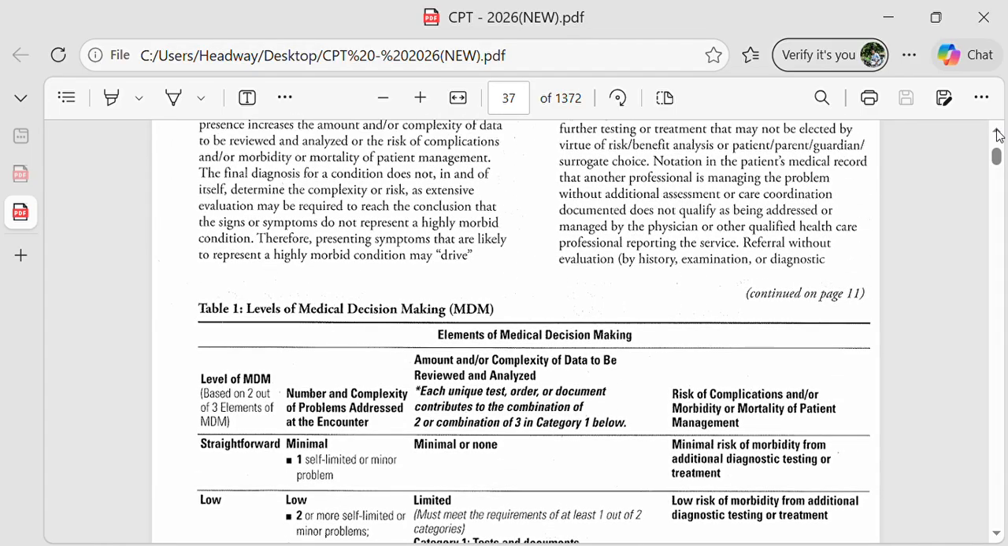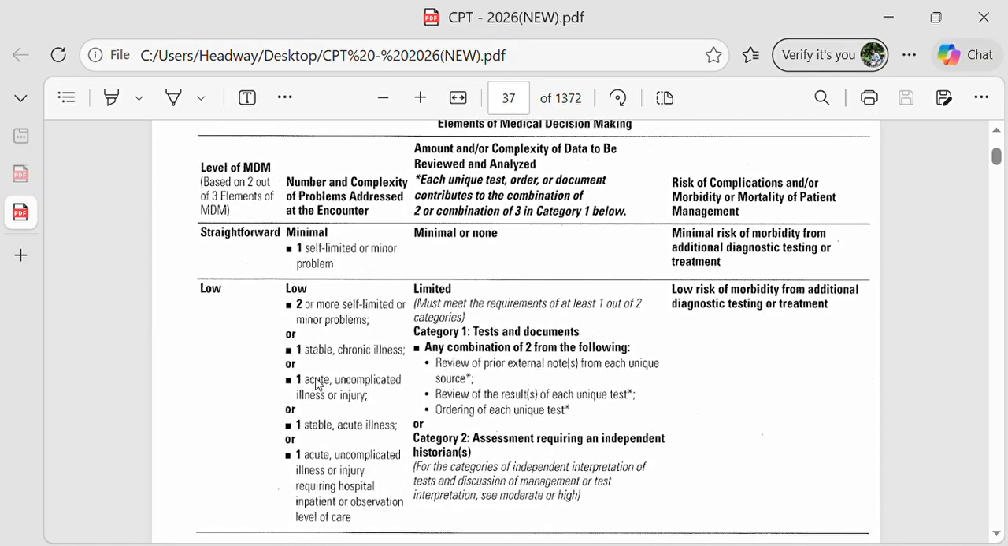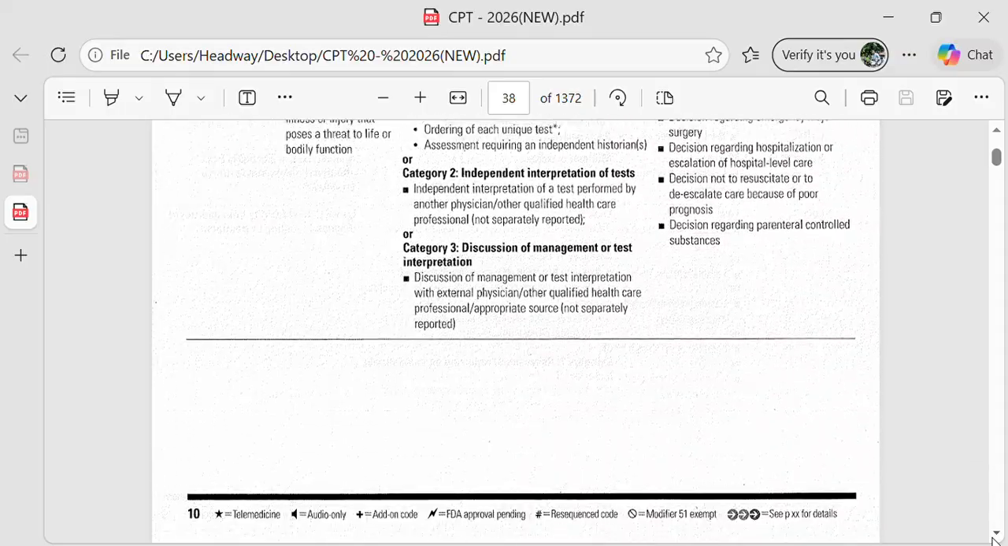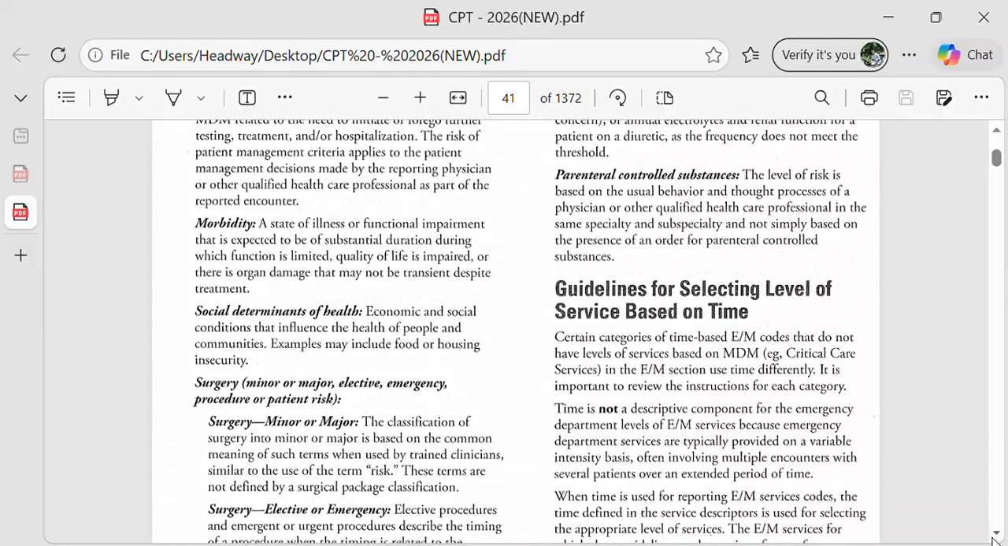I will ask you one question. You are taking the low level. What do you need to meet for the patient to take the low level? Either COPA or data or risk. Any two elements must be met, then only you need to finalize the level of the MDM. So this is just an outline about medical decision making. This is important for your interview purpose. You can go through that after completion of the class.